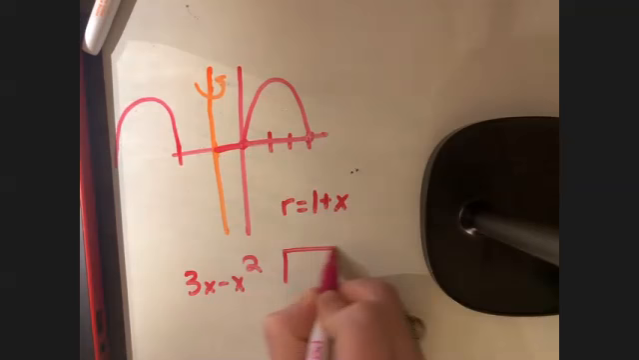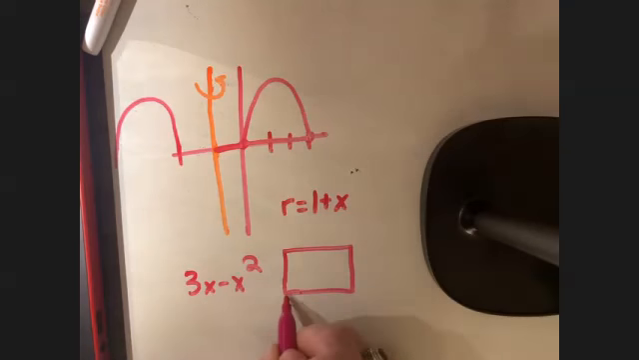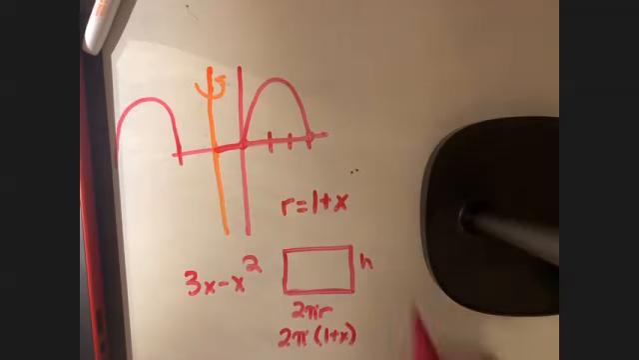So let's think about this. Going back to our picture of our rectangle, we said this bottom edge is 2 pi r, and this was our height, and we said that was our function. So we're looking at 2 pi (1 plus x) for that part. And over here, we're looking at 3x minus x squared. Hopefully that all kind of makes sense.